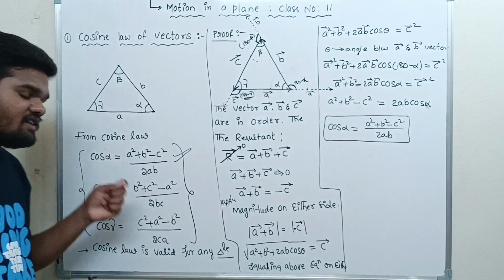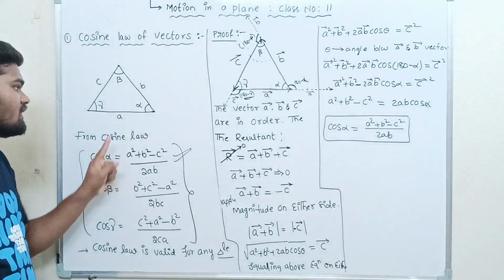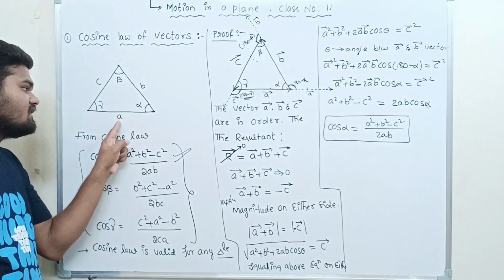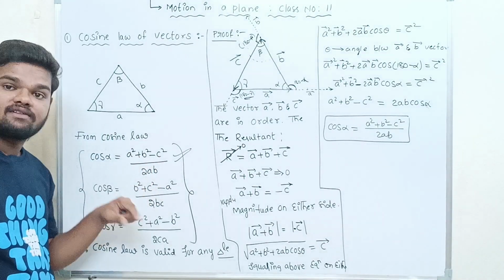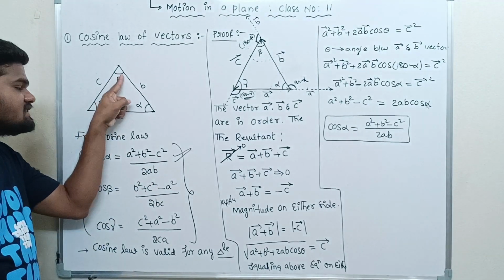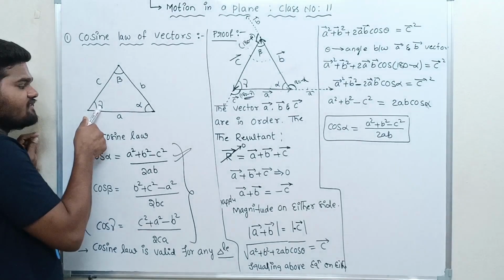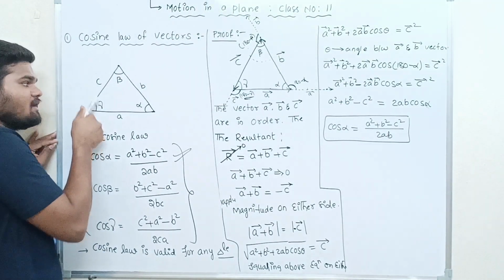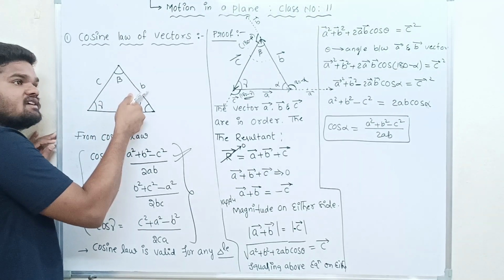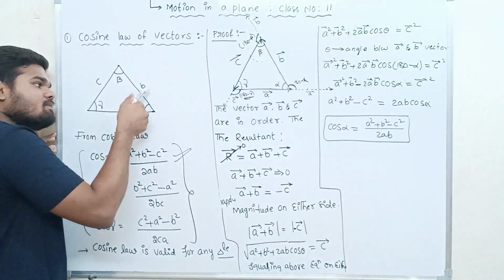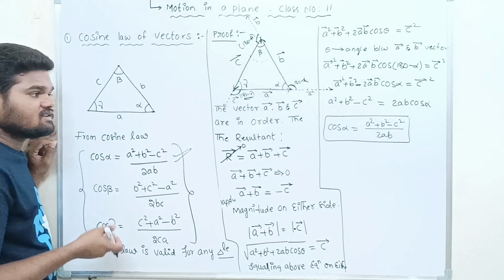So whenever you are writing the equations for the cosine rule, the cosine of the angle between any two vectors is equal to: whatever the adjacent sides of the angle, A square plus B square minus the opposite side square, divided by 2AB. That's it. So whenever you are writing the equation for cos beta, then C square plus B square minus A square by 2BC. Whenever you are writing the equation for gamma, what are the adjacent sides? C square plus A square minus, what is the opposite side? B square. C square plus A square minus B square divided by 2AC. Are you getting? So likewise, you have to find cos alpha, cos beta, cos gamma.